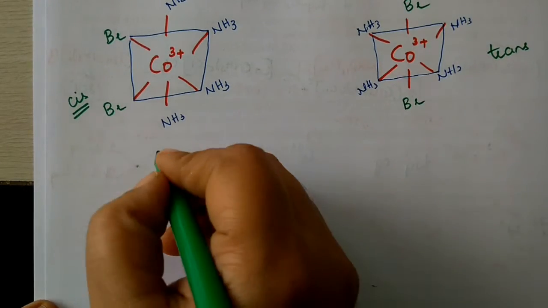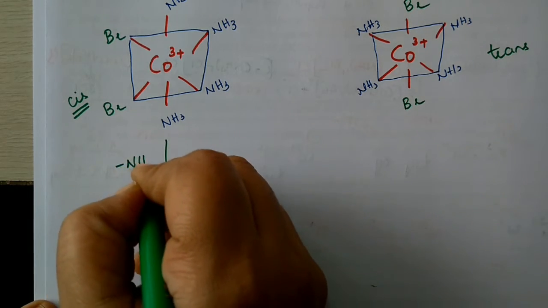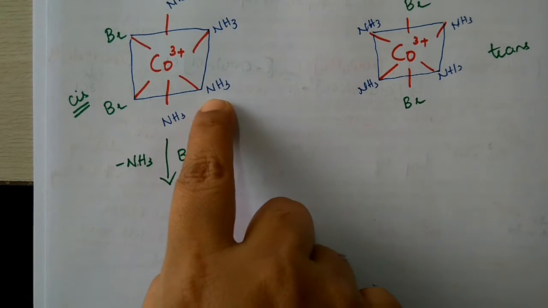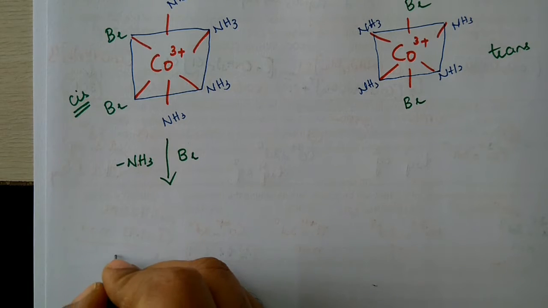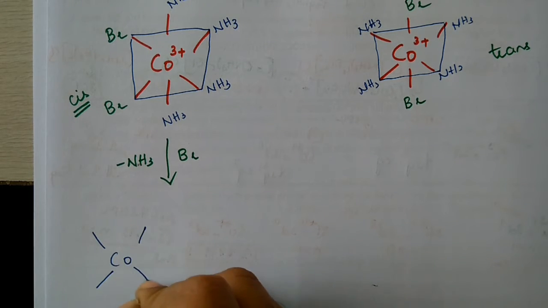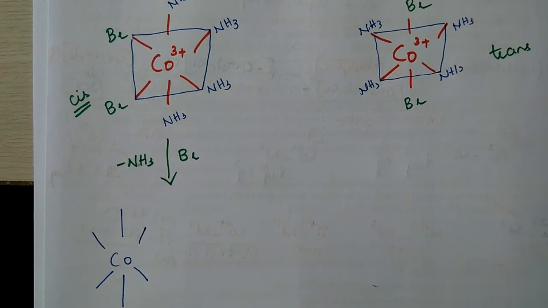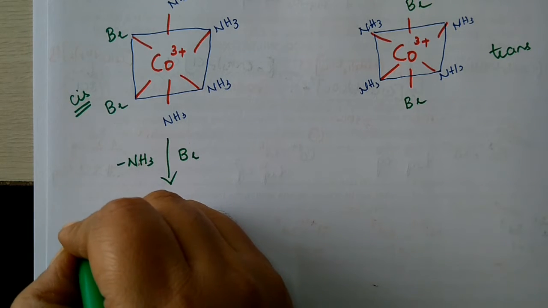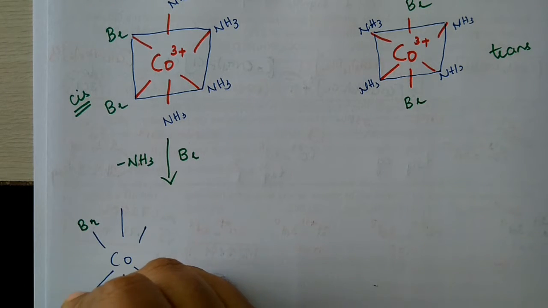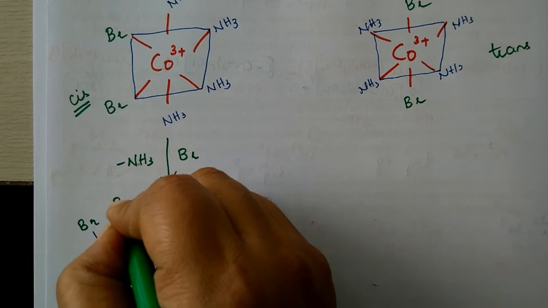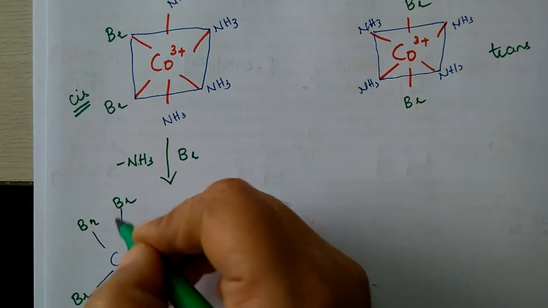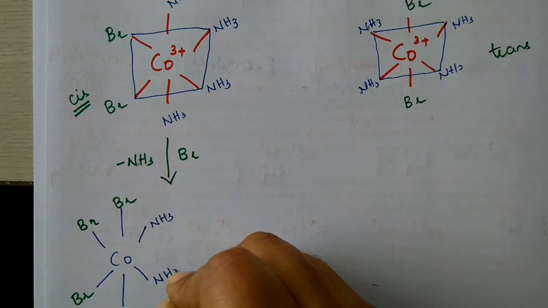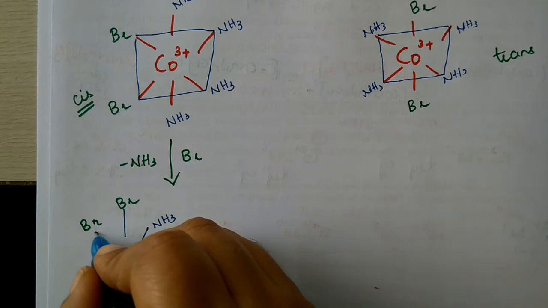Now we are doing the reaction. We are removing 1 NH3 and adding 1 Br. So we'll remove 1 NH3 from here. Cobalt, we have, either this NH3 or this one, any NH3 we can remove. So we'll write it for Br. It is Br, it is also Br, and we removed this NH3 and substituted Br there. The remaining 3 NH3 stay as they are. So this is one compound.